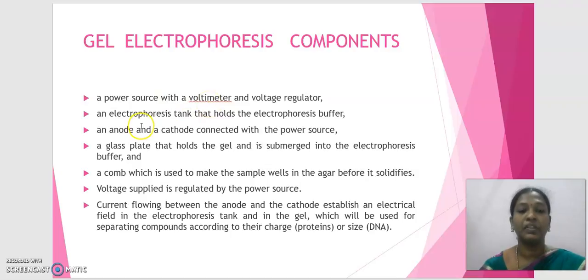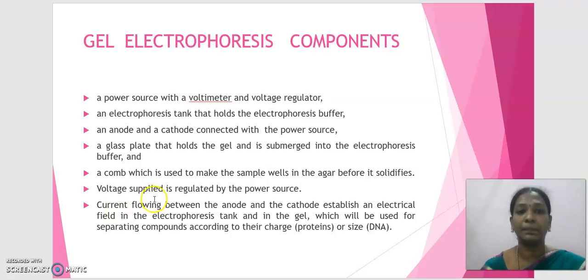So here also we use a power source with a voltmeter or voltage regulator, then an electrophoresis tank that holds the buffer solution, then an anode and cathode connected to the power source, and a glass plate that holds the gel at the center, immersed in the buffer solution. A comb is used to make the sample wells in the agar. Agar is the gel we use for this type of electrophoresis. Before it solidifies, we have to make a well, like a hole, and we'll see in the following slides how we make it with a comb.